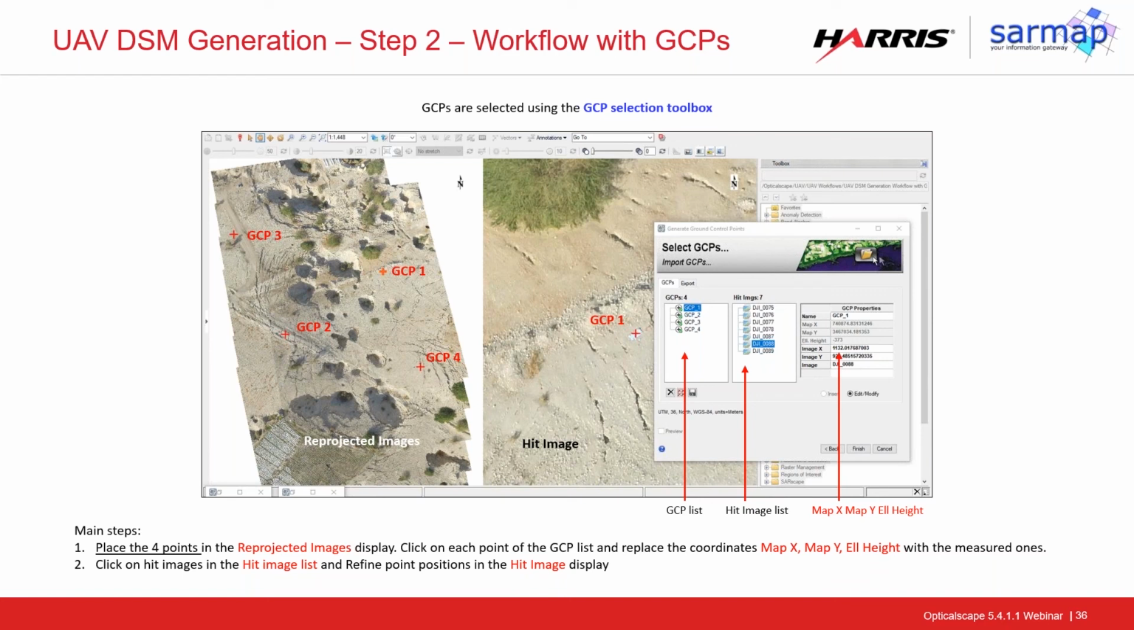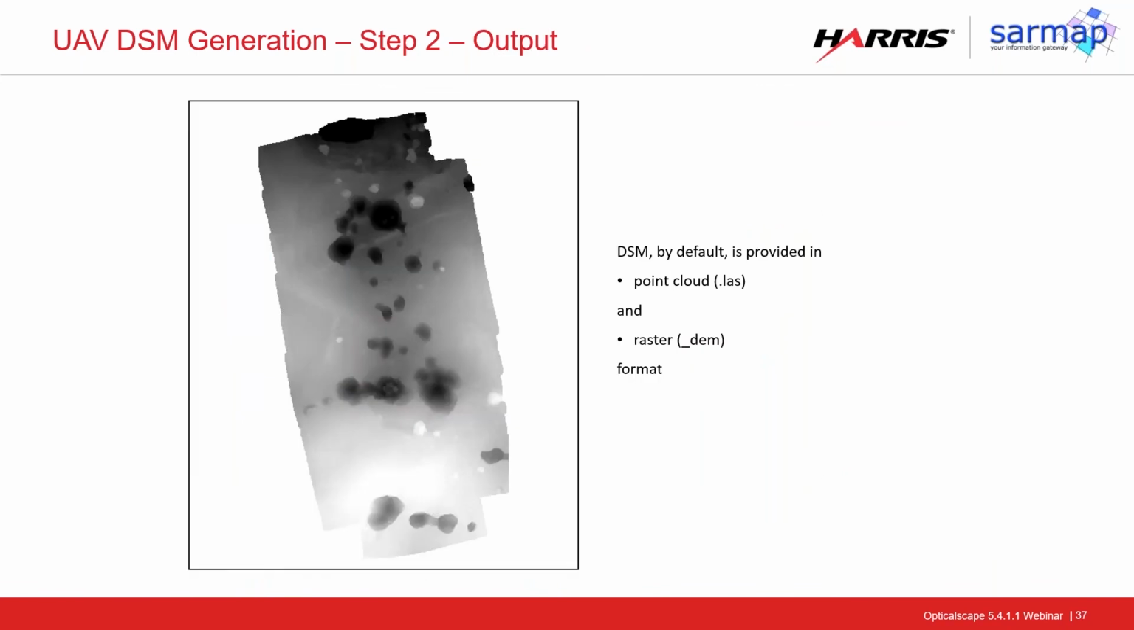Then the second thing to do is to click on each single image and to refine the position of the reprojected point for each image and for each point. Once everything is done, it's enough to click finish and to go on with the workflow, and this will be the result for this dataset. It will be a DSM in a raster format and also a point cloud in a LAS format.